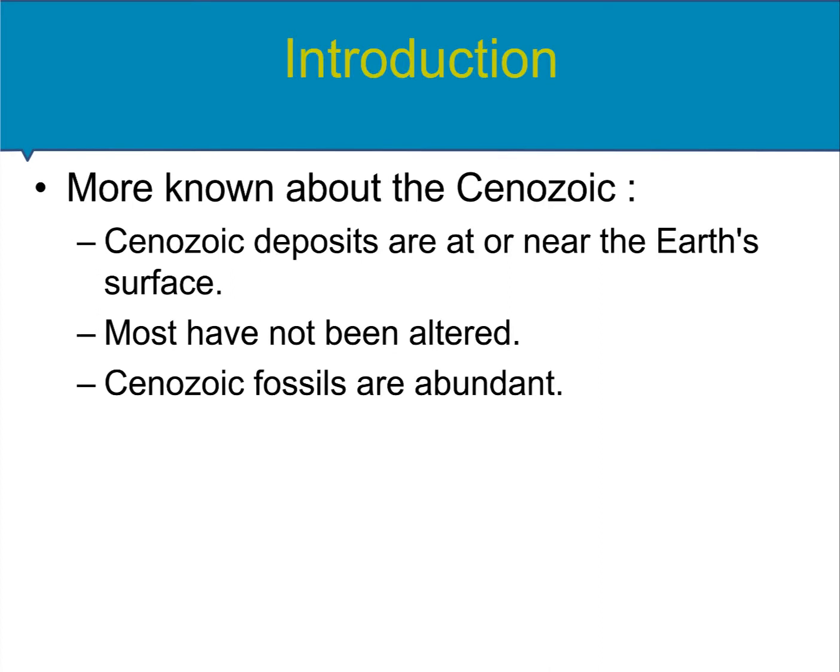We know more about the Cenozoic for three reasons. One is we see these Cenozoic deposits near Earth's surface. Two, they haven't been altered. And three is that they contain abundant fossils. And not just bones and shells, but also microfossils like pollen. And pollen really is a clue to what's going on with climate.